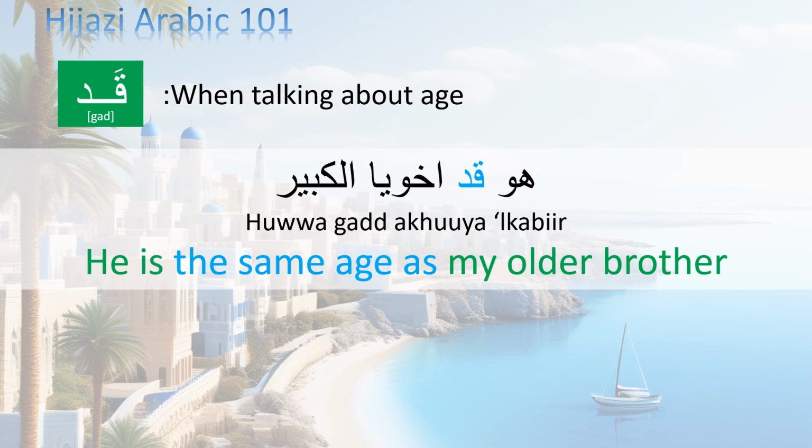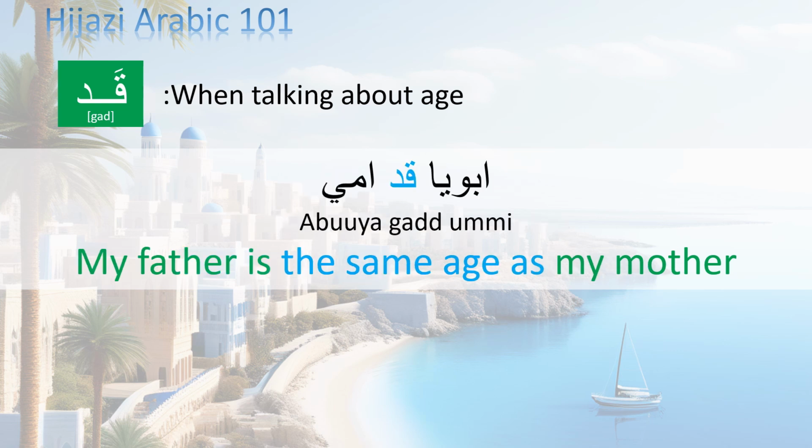هو قد أخويا الكبير. He is the same age as my older brother. هو means he. قد is the same age as. أخويا, my brother. الكبير is the big or the elder.